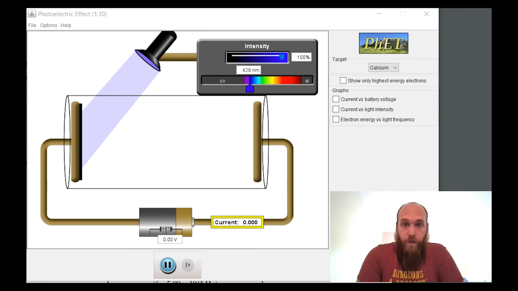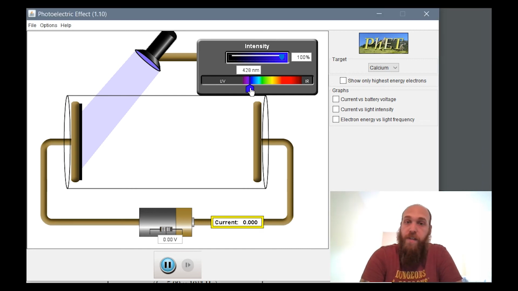And so here's the picture. We've got 428 nanometers plugged in and nothing's happening. But if we increase this frequency and lower the wavelength, then we do begin to have some movement of those electrons moving across. So let's just add one other piece to this.